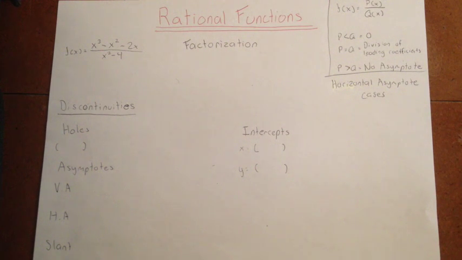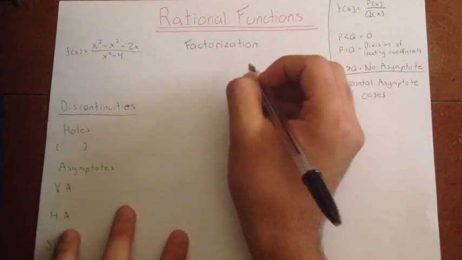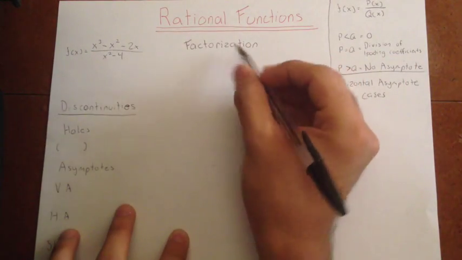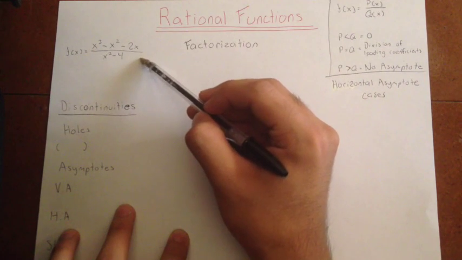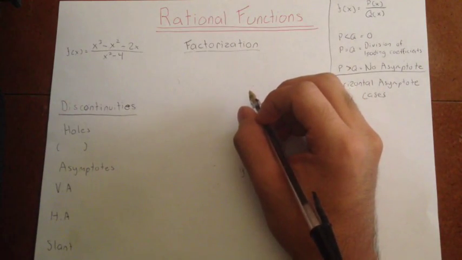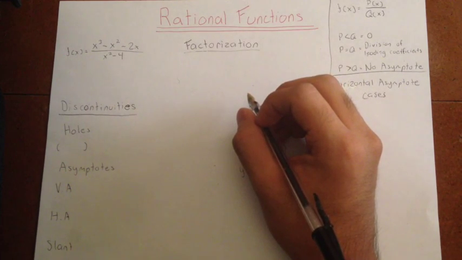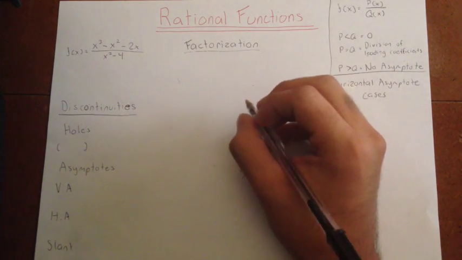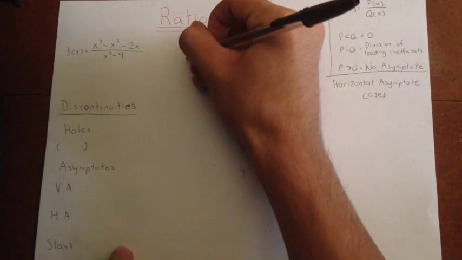So what we will be doing today is graphing a rational function. Now, a rational function is basically a function that has an x in the denominator. We need to start by factorizing. This is in order to get any holes or gaps in the graph.